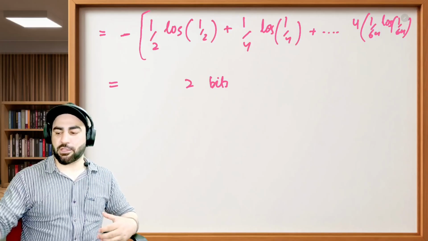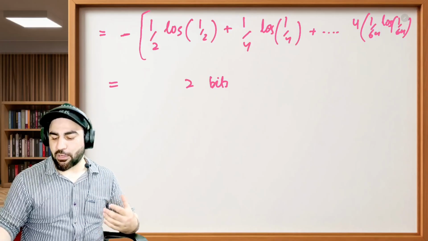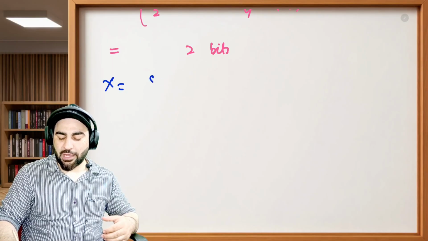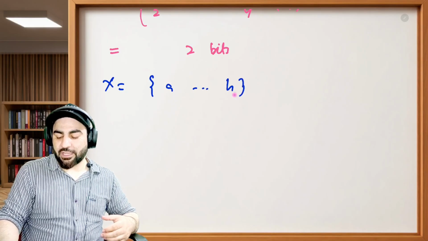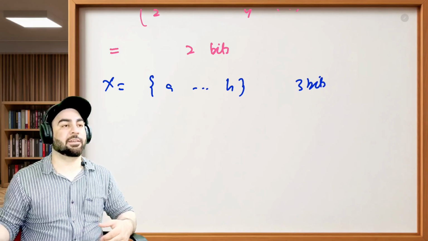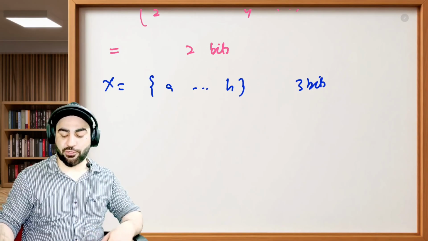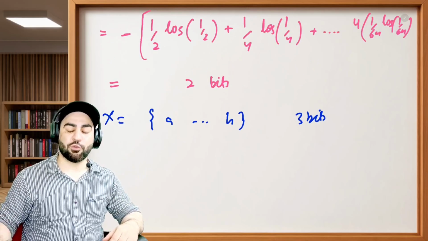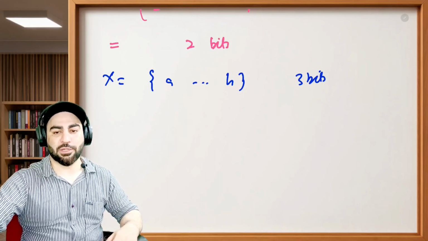So if you optimally use this, let me show it. Let's suppose x is taking 8 values from a to h, so I can use 3 bits. Fair enough. But you know that this is not a uniform distribution, so you can compress this file. So what you can do is only use 2 bits. How can you do that? On average you can use 2 bits.